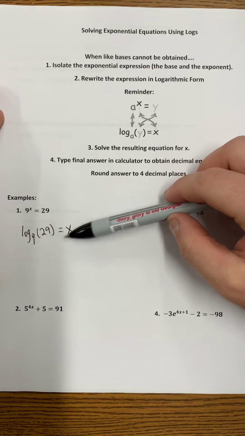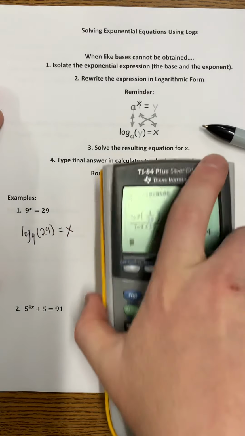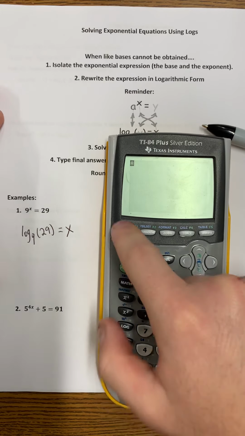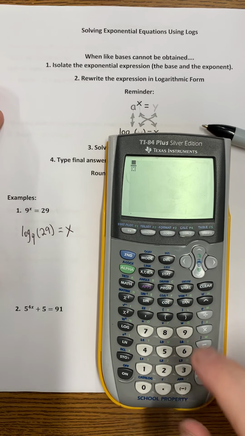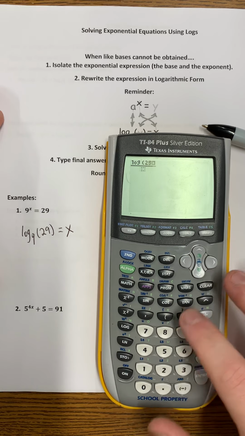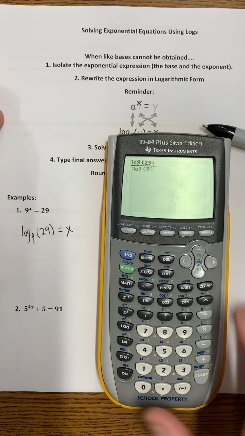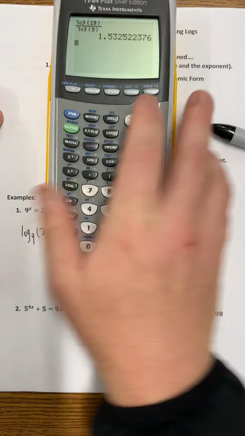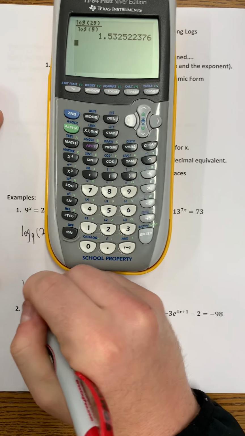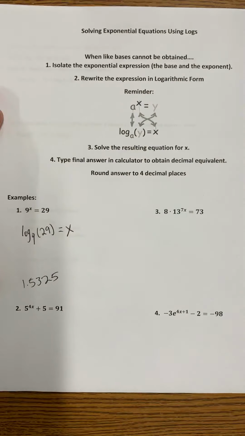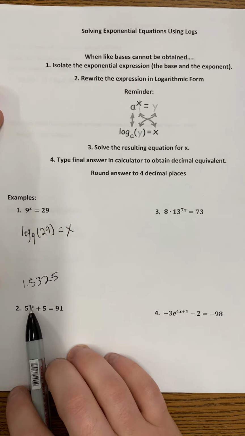X is already solved for here, so we're going to type this in our calculator, just like we learned in the previous video. We can type in log 29, since we cannot actually type in log base 9, over log 9 using the change of base formula. And we get x is approximately 1.5325.